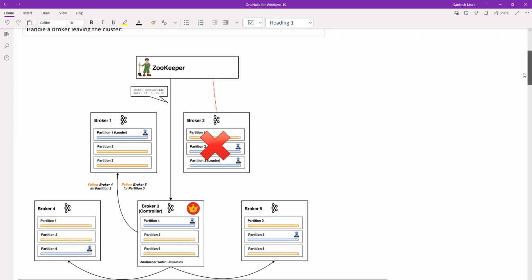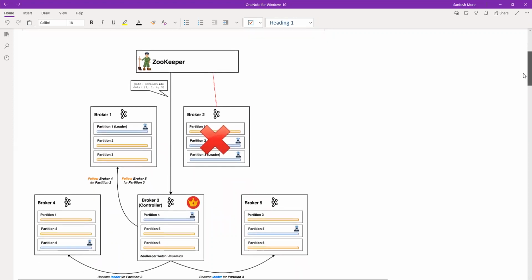Just to give an illustrative example of what happens when a broker is leaving a cluster: this is one diagram I got from a blog, and it shows we have ZooKeeper and about these 5 brokers over here. If you see, the blue partitions are the leaders, and the orange ones are the followers. Currently the controller is broker 3.